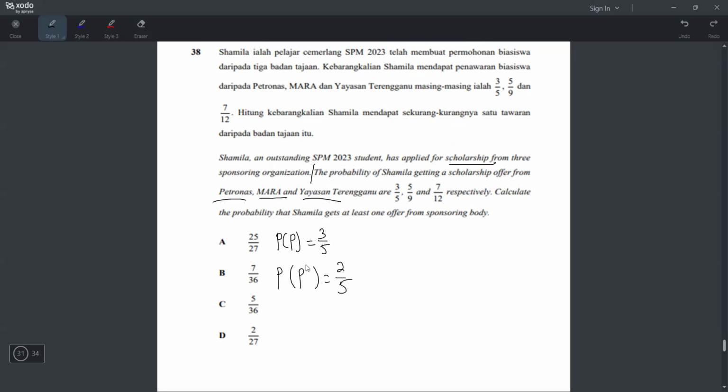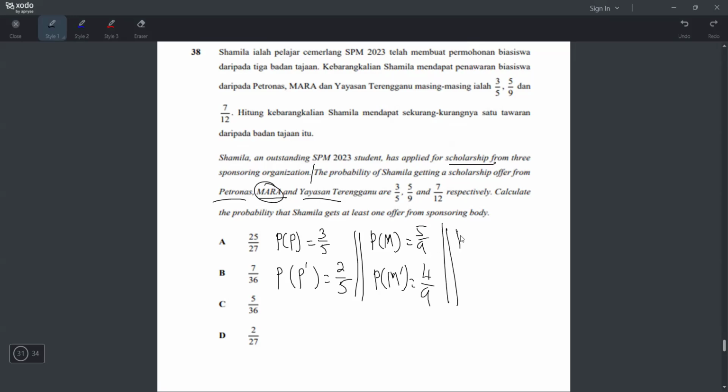And this will be the probability of not getting the Petronas scholarship. So I will put P prime here. Faham kan? Okay, let's do one more time. Probability of getting Mara scholarship is 5 over 9. So what is the probability of not getting Mara? 4 over 9. How you get it? Just take 1 minus 5 over 9. Because total probability is always 1.